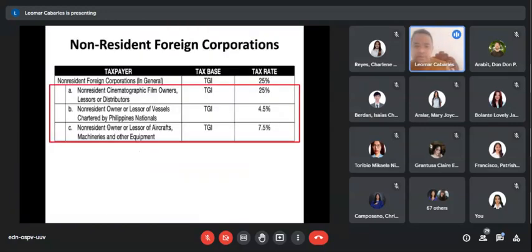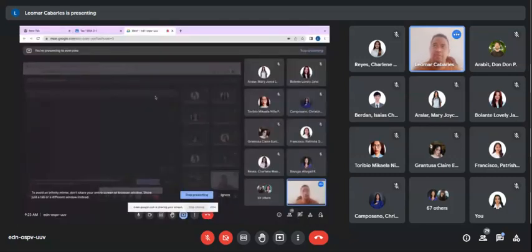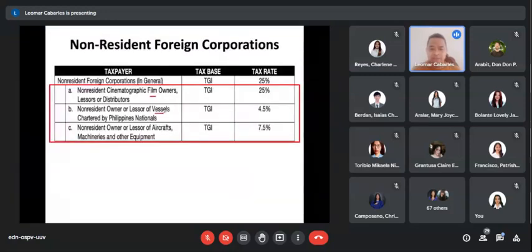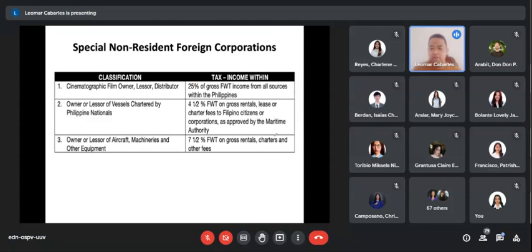For the other non-resident foreign corp, again, ito yung mga special corporation. And these are very, very specific. So film owners, mga Hollywood, diba? Movies. So then vessels and aircrafts. No? So ito yung mga rates nila. Okay? So yan. No? So kung napansin nyo, ang sistema din dito ay final withholding tax din siya.